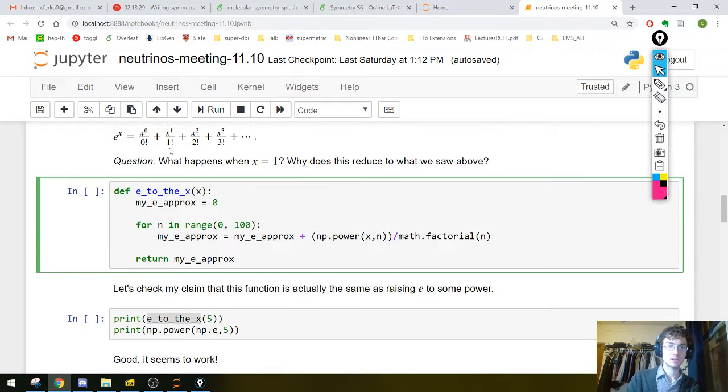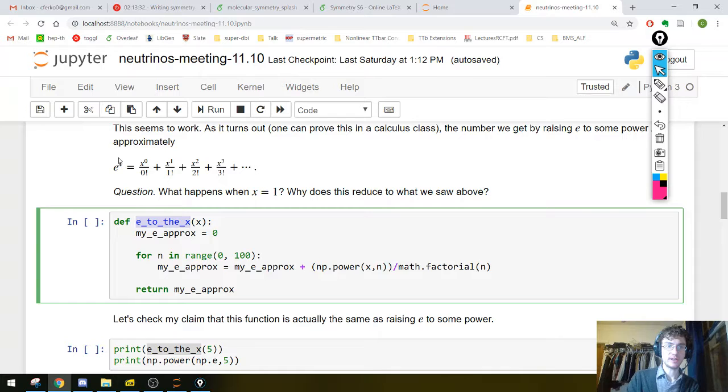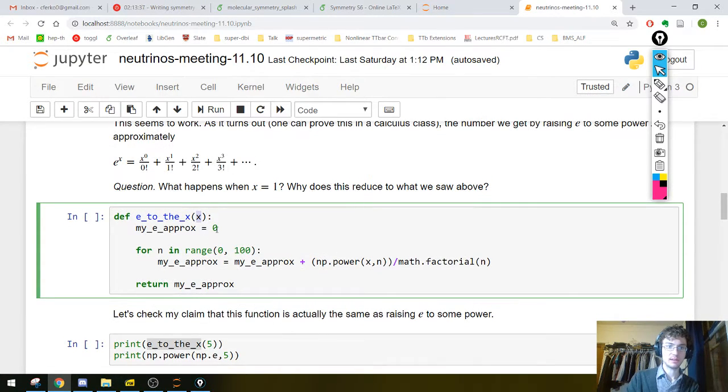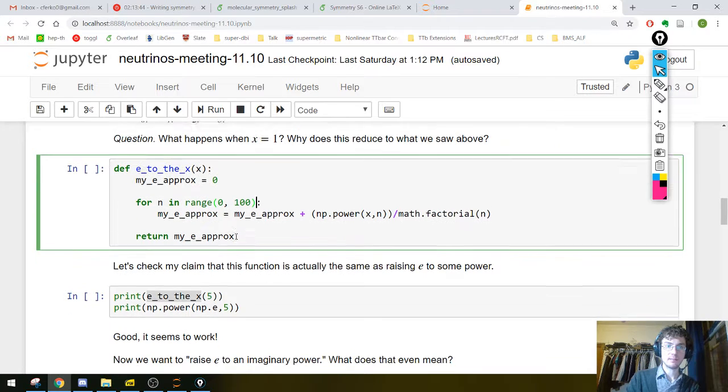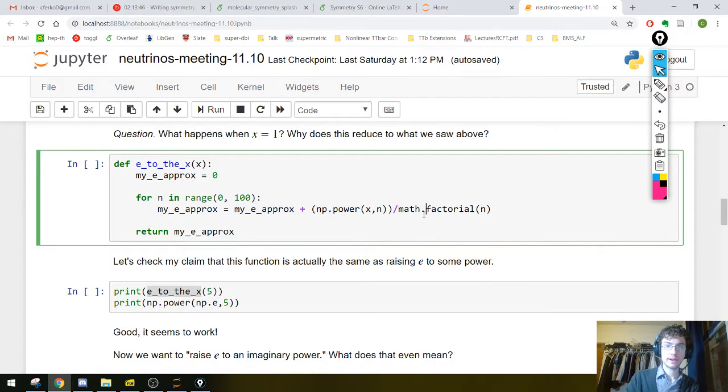That's what happens. So what code do I run? Well, I just do this formula I wrote up here. So I take in the number x, and I do the same thing. I start with 0. I run through all the numbers from, say, 0 up to 100 to get a good approximation. And then this time, instead of adding 1 over n factorial, I do this thing, np.power x comma n. So I'll ask you, the word is very suggestive, but what do you think this operation does? What do you think NumPy is going to compute if I say np.power x comma n?